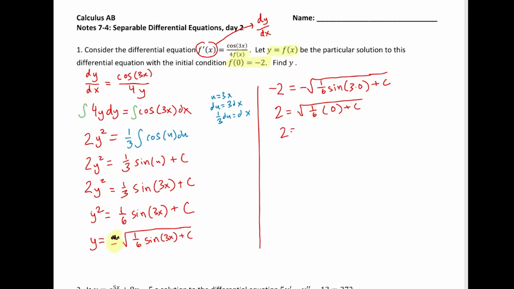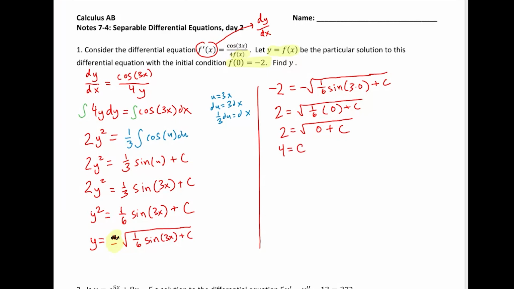So really you just get 2 equals the square root of 0 plus c. Squaring both sides will give me 4. So we get 4 equals 0 plus c, which is just c. So we got c is 4.